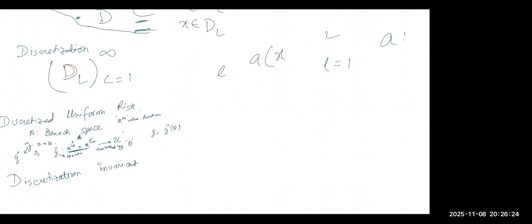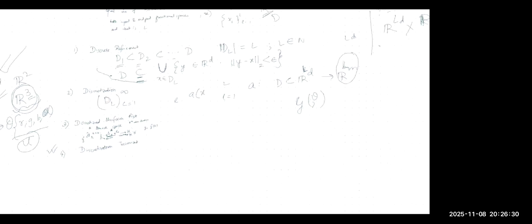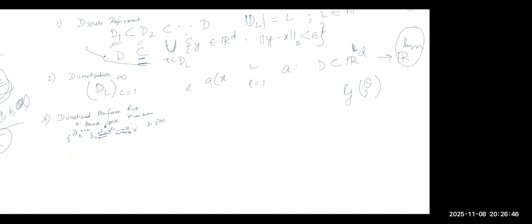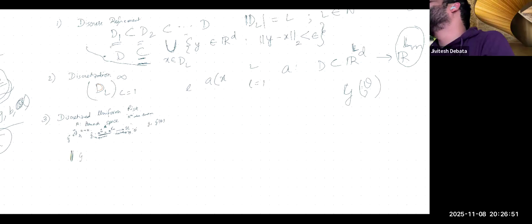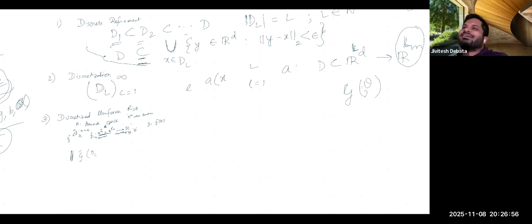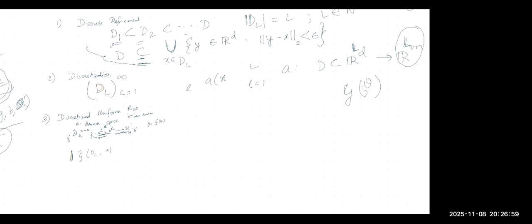Anyway, let me define the risk. The risk is nothing but, I have to erase this for a moment, the supremum of G theta or G cap of D_L A given D_L minus G of A. Same equation as for last week. But what is the change? The change is addition of discretization. Previously, I spoke about the approximation. This has discretization in it.